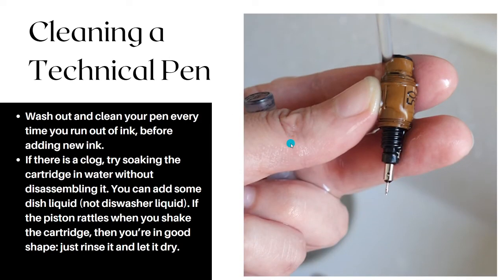Next is cleaning the technical pen. So we should wash it every time human mo gamit sa usa ka dili disposable, kaning refillable nga tech pen. We should clean it with water before adding new ink. Then if there is a clog, try soaking the cartridge in water without disassembling it. Onya mo add ka dish liquid na.